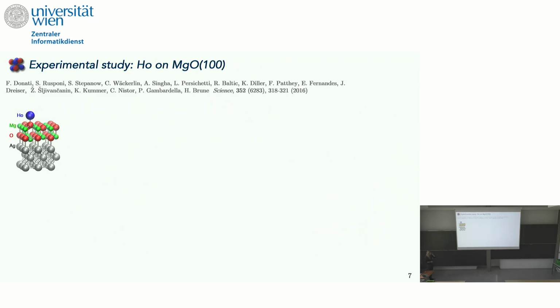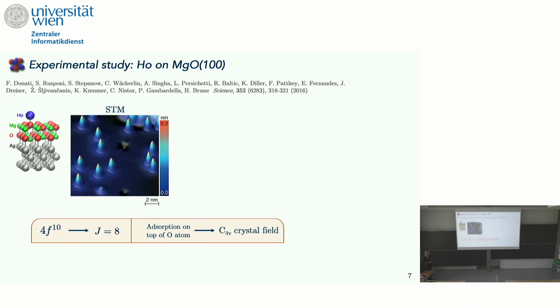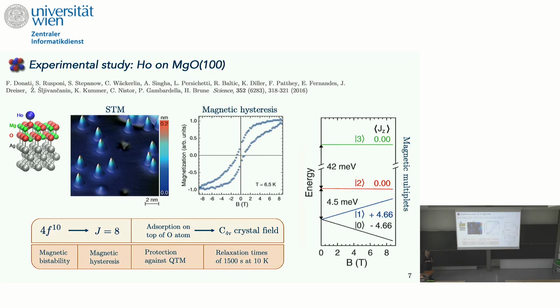So from the experimental point of view, there are several studies on this topic. This is one of the most pioneering ones. Basically here they investigated single holmium atoms on magnesium oxide, and they found that the holmium adsorbs on top of the oxygen, which leads to a C4v crystal field and this specific orbital occupation of the 4f shell. And the combination of these two ingredients leads to a magnetic bistability, hysteresis, protection against quantum tunneling of magnetization, and from the more practical point of view, quite large relaxation times of the magnetization.